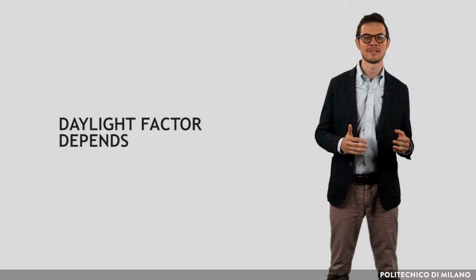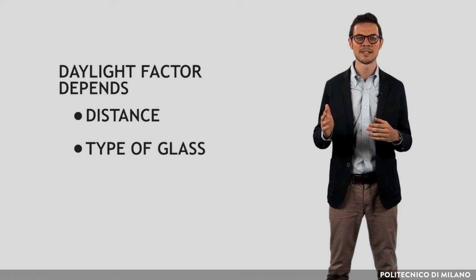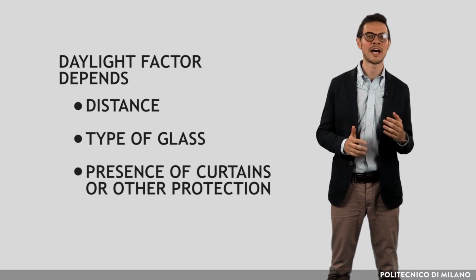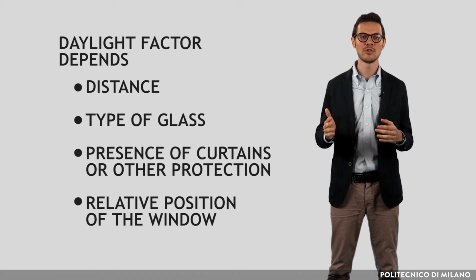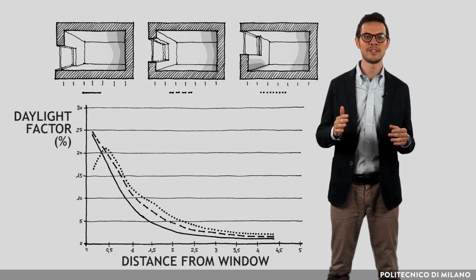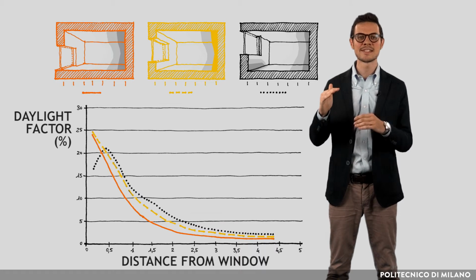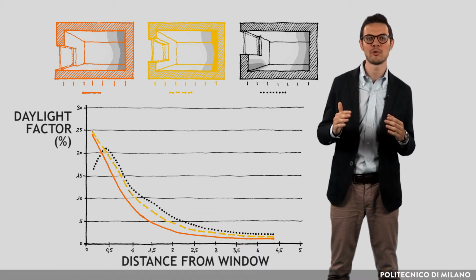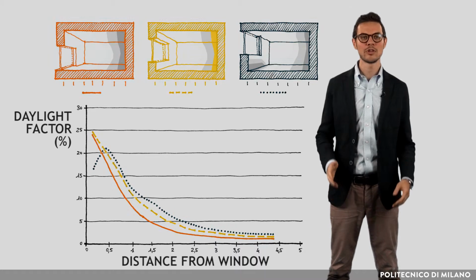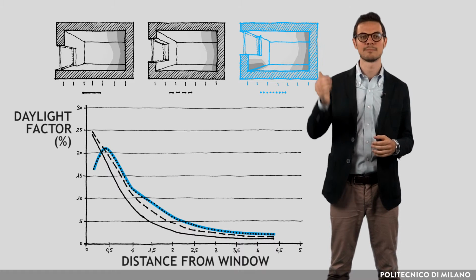Some other suggestions for designers have to be further introduced. The daylight factor depends, for the same size of the windows, on the distance, the type of glass, the presence of curtains or other protection, and the position of the windows relative to the floor level. Designers should take into account that the first meter from the floor level does not bring an advantage for the purpose of natural lighting. On the contrary, moving the windows to the top, the daylight factor increases.